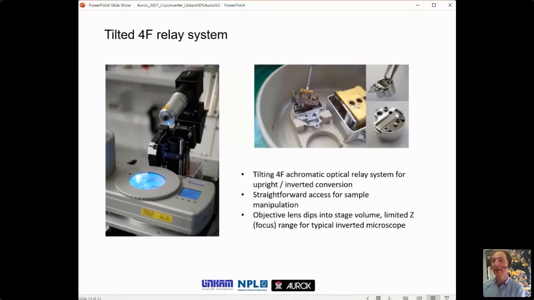Because the objective lens dips into the cryo stage and the travel range is quite limited normally on inverted systems, usually maybe about 10 millimeters, it is not possible to just move the focus out of the way and then slide the stage forward. So we ended up with a special tilting system that gives you full access and also doesn't require moving the focusing position of the system.